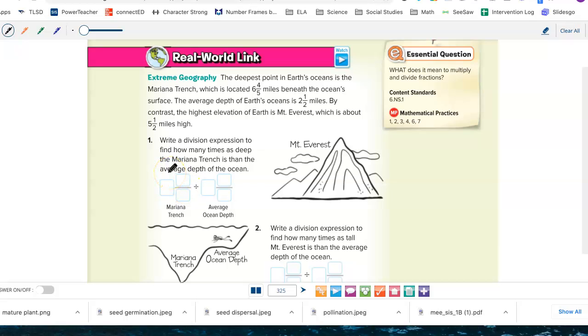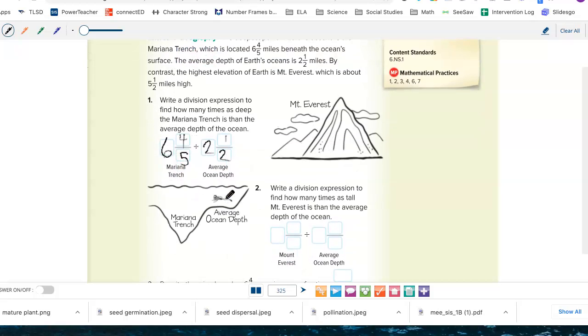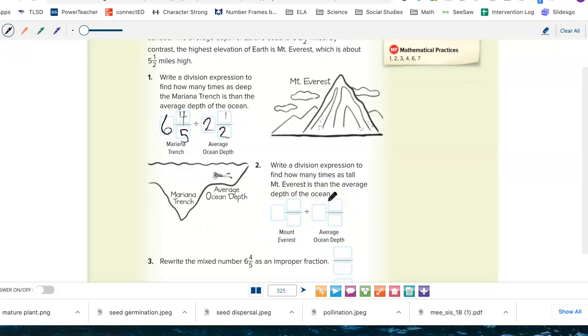So you can see here it wants us to write the mixed number of the Mariana Trench, which is 6 4/5, and then the average ocean depth is 2.5 miles. Then we'll write a division expression to find how many times as tall Mount Everest is than the average depth of the ocean. So Mount Everest is 5.5 miles. The average ocean depth is 2.5. And then we'll rewrite the mixed number 6 4/5, so that's the Mariana Trench, as an improper fraction.